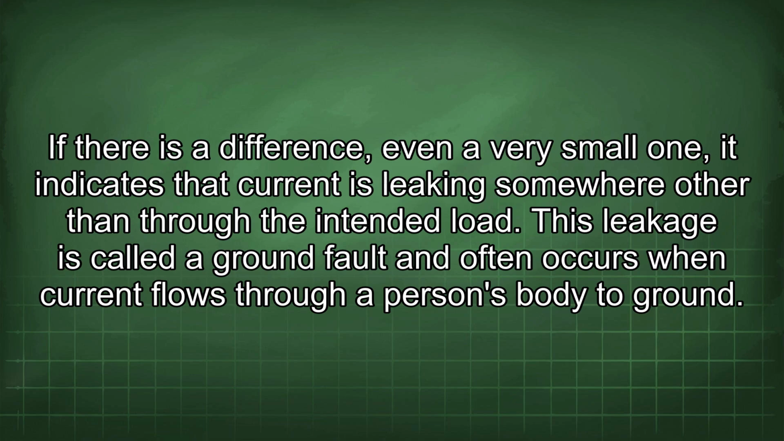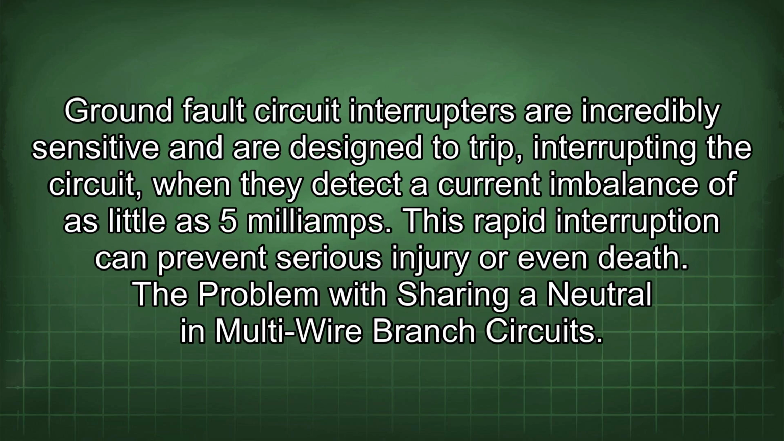This leakage is called a ground fault and often occurs when current flows through a person's body to ground. Ground fault circuit interrupters are incredibly sensitive and are designed to trip, interrupting the circuit when they detect a current imbalance of as little as 5 milliamps. This rapid interruption can prevent serious injury or even death.